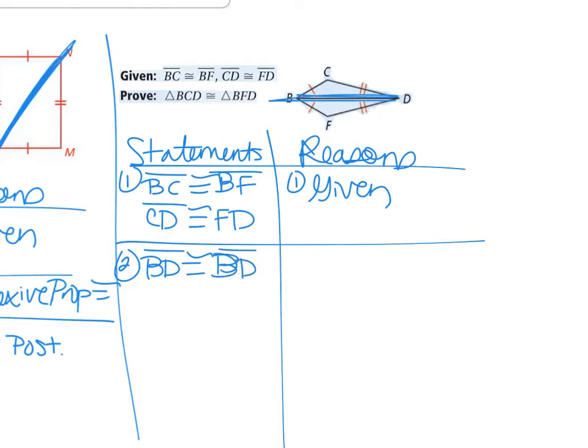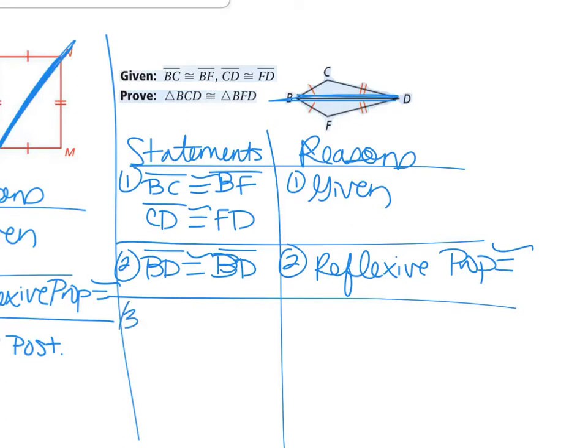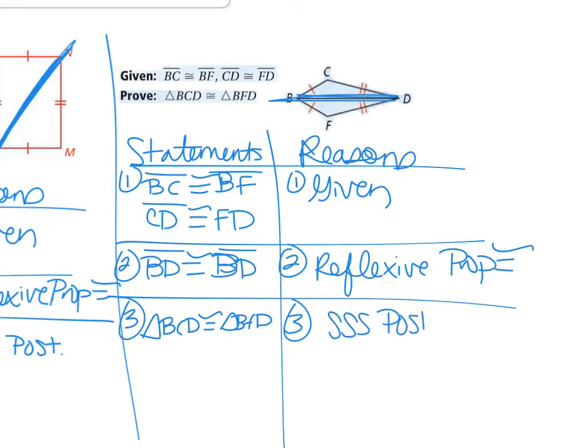This is the side that goes through the middle, through both triangles. And what's the reason? Again, it's just like the last one, the reflexive property of congruence. We've listed all 3 sides. Do we have enough to say that those 2 triangles are congruent? Yes, we do. So triangle BCD is congruent to triangle BFD. And what's the reasoning? Side, side, side. So the side, side, side postulate. Easy.